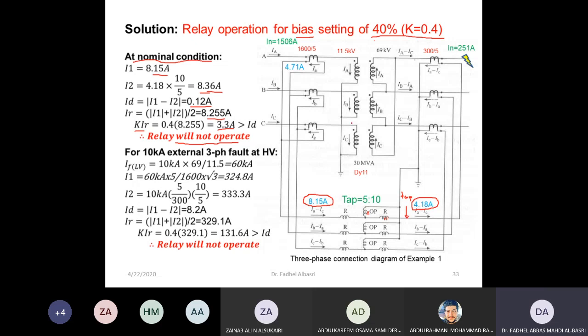And this is a correct action because I have no fault. I'm just checking the operation of a relay during normal operating condition. Okay, this is correct action.